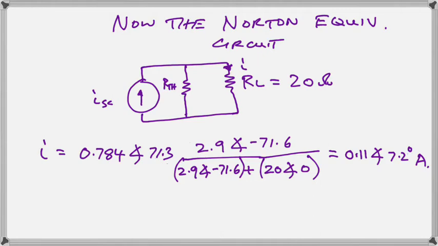But we've worked out the ZTH and we've worked out the ISC. So all it remains now is for us to stick our load resistor there as shown. And once we can find the current through our load resistor, we're good to go. So now what do we do?